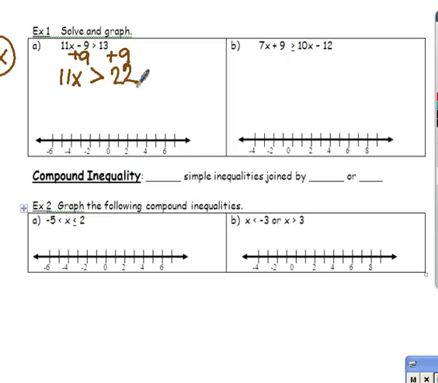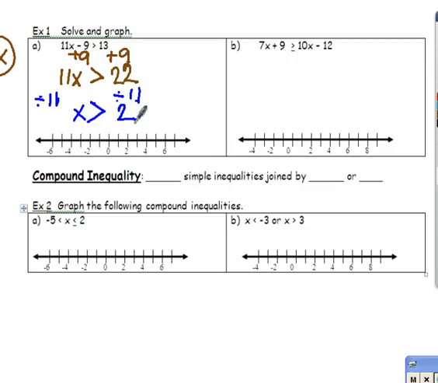What do we do next? Next, we have to undo multiplication. We will be dividing by 11. Both sides, remember. So we get x on the left-hand side, and because it's a positive number, we don't have to worry. It will be the same sign, and we get 2 on the other side.